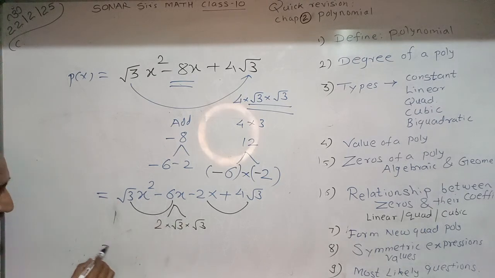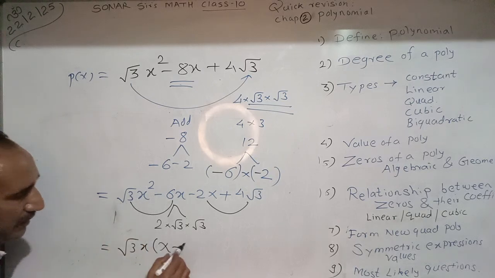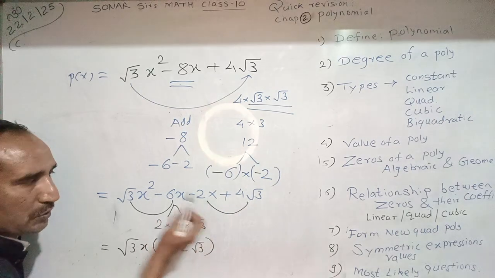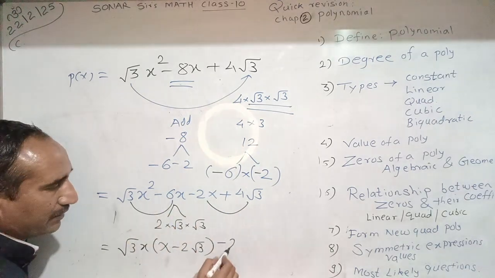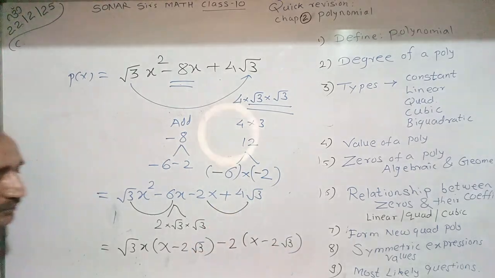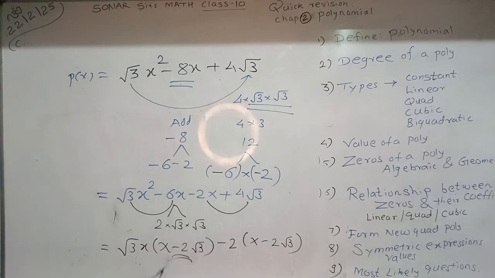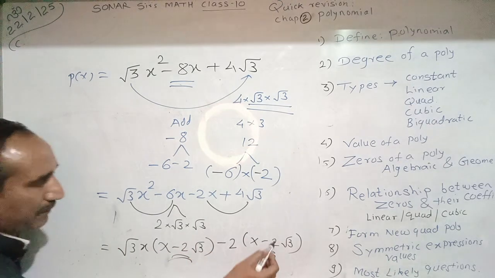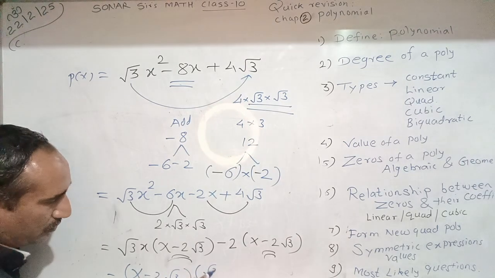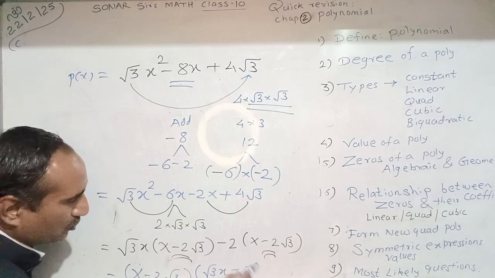We'll take common root 3 and x, so x minus 2 root 3. You can see here root 3, but here there is no term related to root 3. We can take minus 2 common, so 2 2s are 4 and root 3. One more important point: whatever the bracket is here, the same bracket must appear here. And it appeared. So we'll take that common and we got the factors now: x minus 2 root 3 and root 3x minus 2.